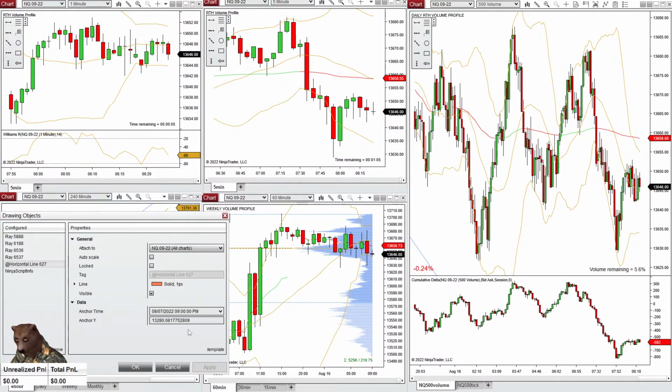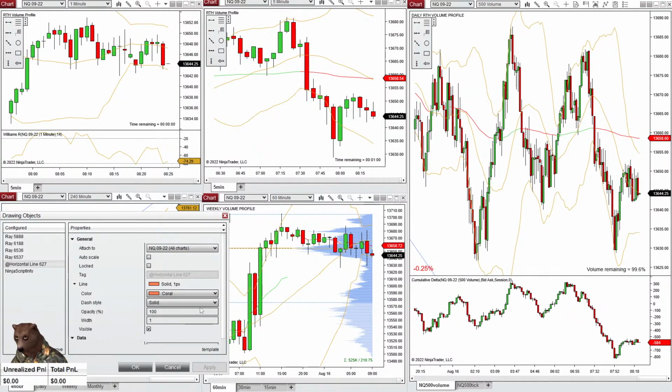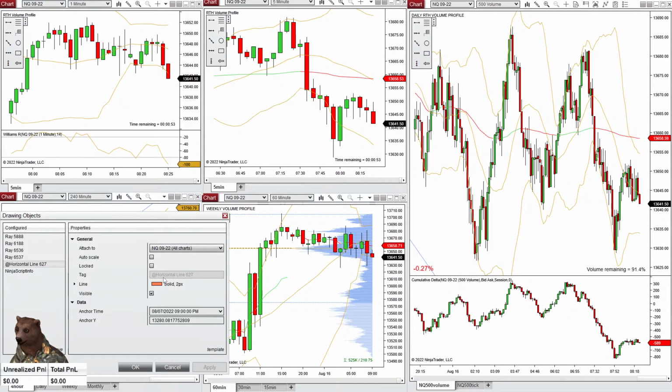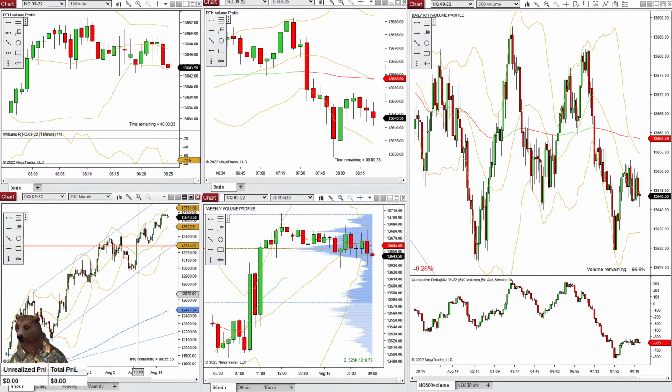It's a little thicker. I'd like to be able to label these. I wish I could label these so they showed up on all my charts. I don't know if anybody knows how to do that or not. I'll have to look that up. I think it would be this tag, but it's not letting me edit it. So, well, we'll just leave it there for now.